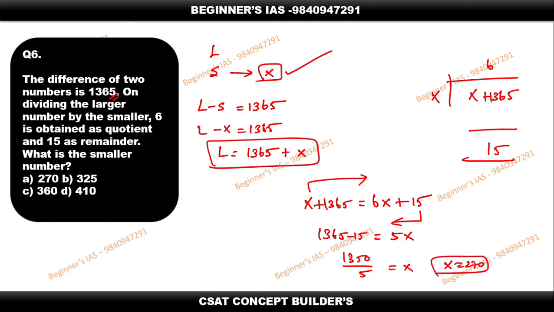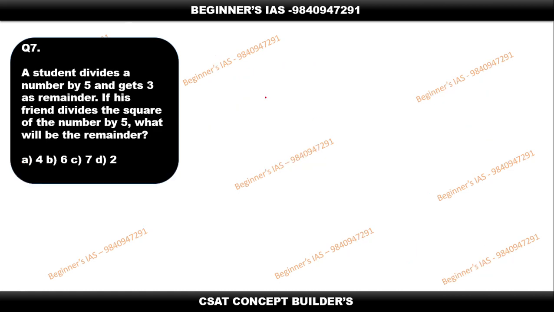So here the question is dealing with finding out x. Therefore I am stopping here with the 270. Suppose you need to identify the larger number, then you have to substitute the value of x in the place of L. L is equal to 1365 plus the value of x, 270. But the question is dealing with the smaller number, so I am stopping here itself. Then I am moving to question number 7.